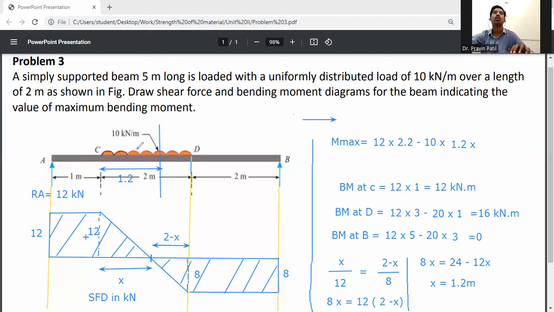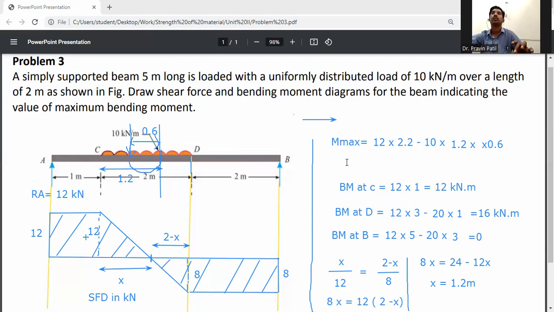The UDL is first converted into a point load: 10 into 1.2, which is 12 kilonewtons. This acts at the center of the 1.2, which means at a distance of 1.2 divided by 2, that is 0.6 from here. First we converted the UDL into a point load, then multiplied by the perpendicular distance, 0.6. About this axis it rotates anti-clockwise.